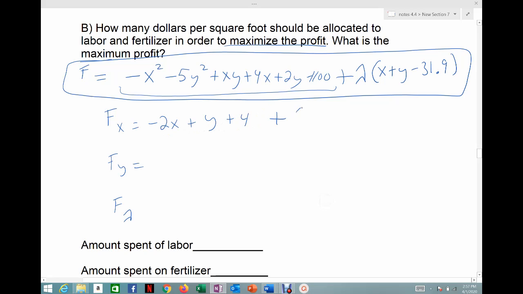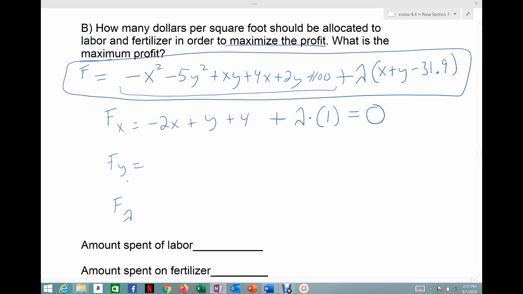Then we add lambda times the derivative of the constraint with respect to x. The only x value in the constraint is x, and the derivative of just x is 1. I'm going to write it down just so that we know I took the derivative, and then set it equal to 0, because everything that we do, the matrix and everything that we use, only works when I set it equal to 0. So I go ahead and do it there so you don't forget.